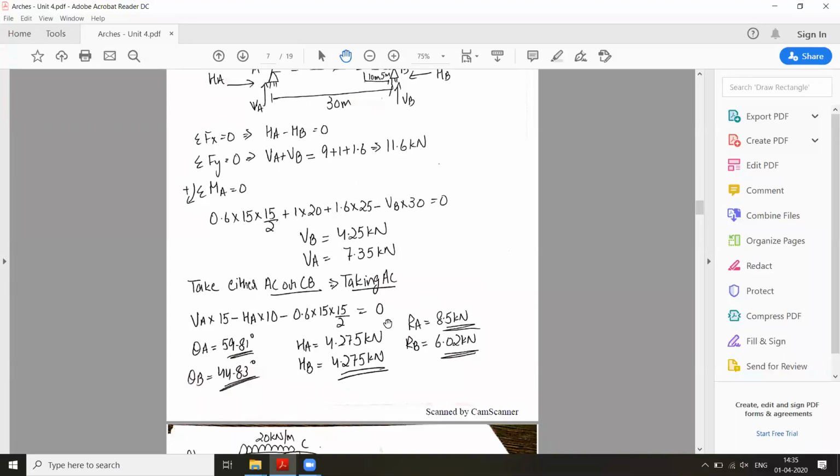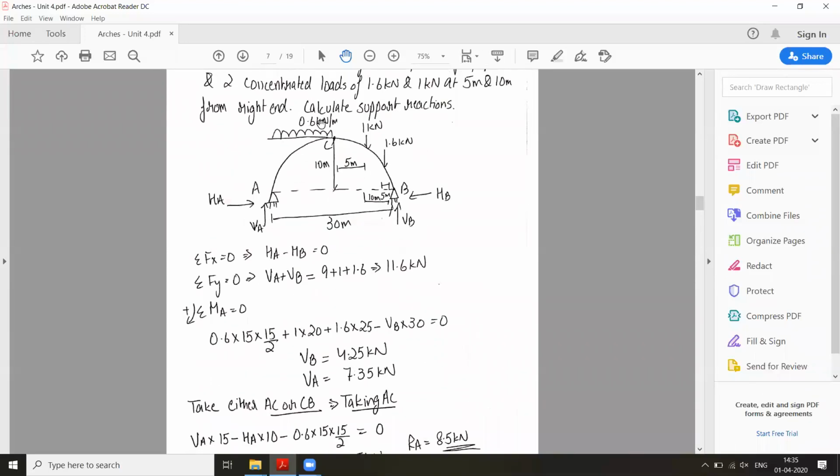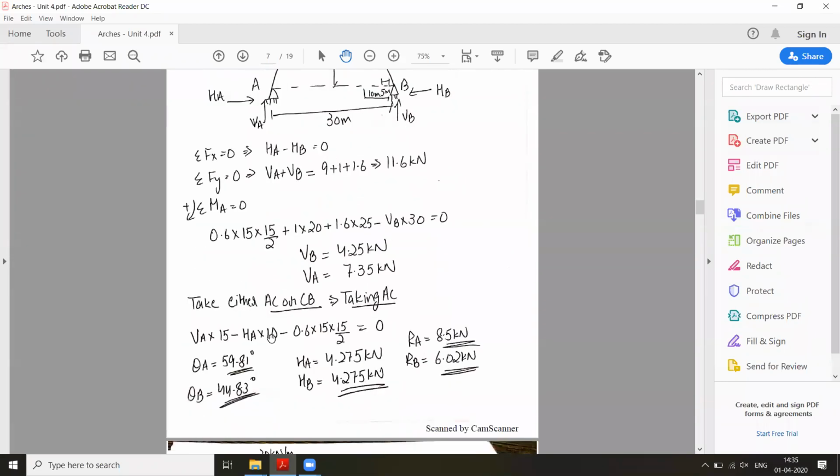Clear? Same step, same process. You can take this span or you can take this span. You will get the same answer. Okay, so from here you can calculate the value of HA, which comes out to be 4.275 kilonewton. So this will be same as your HB. So this will also be equal to 4.275 kilonewton.